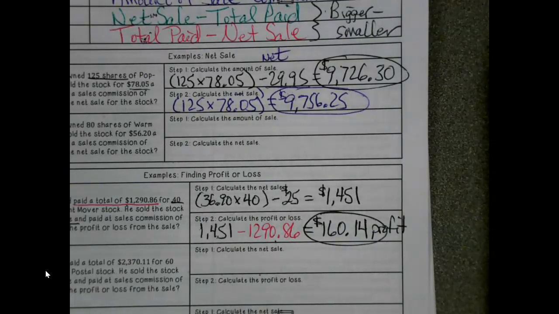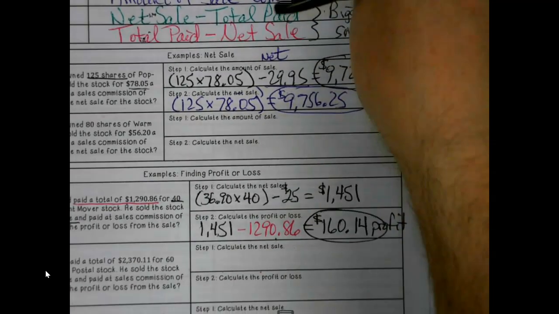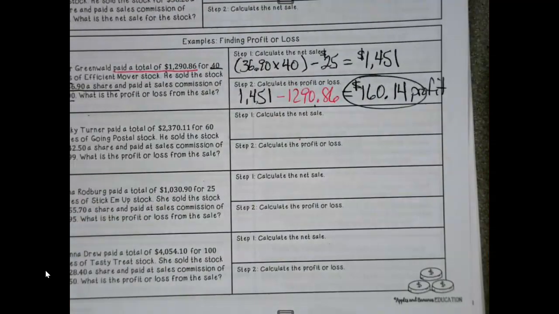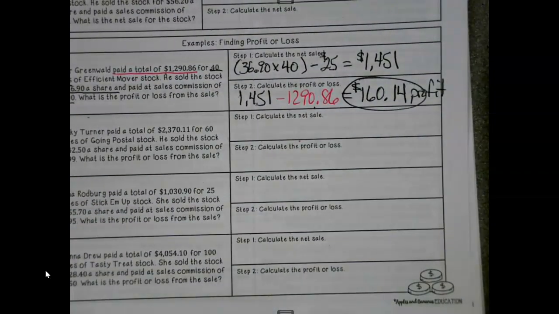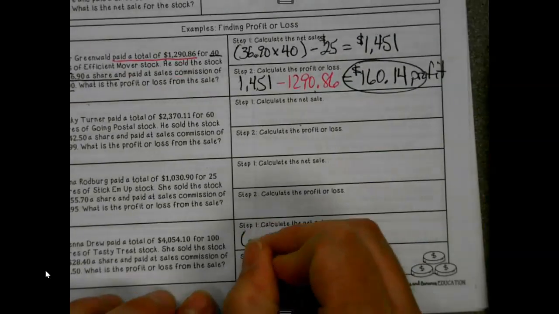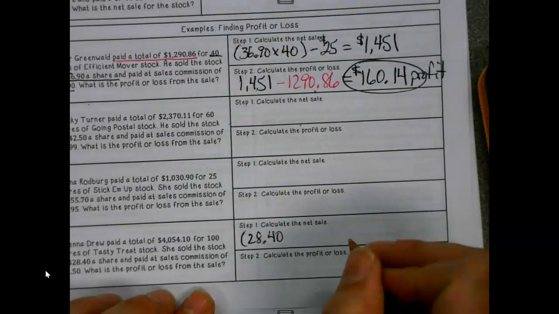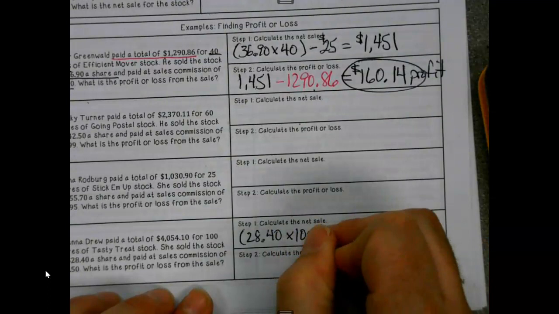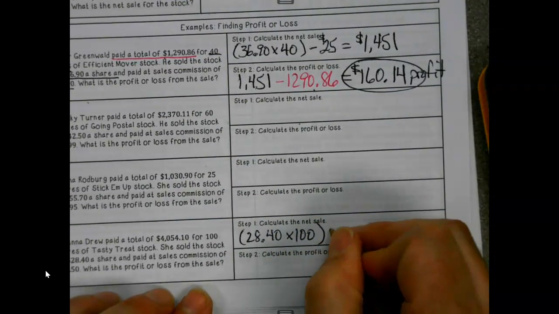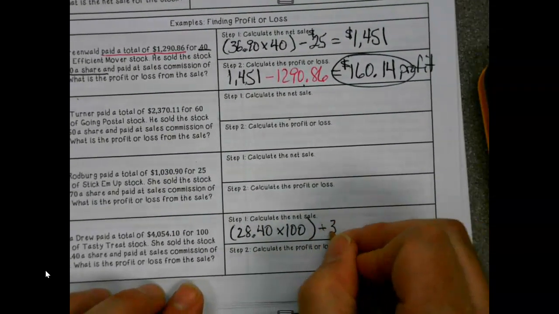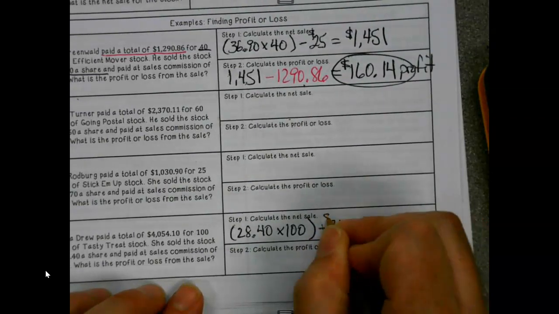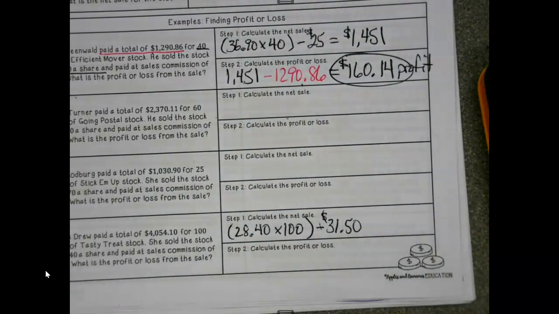Way at the bottom, we're going to do Jenna here. So this last one then, Jenna paid a total of $4,054.10 for 100 shares of Tasty Treats stock. She sold the stock for $28.40 a share. Paid sales commission of $31.50. What was the profit or loss? Okay, whoa, throwing pens. So she sold at $28.40, 100 shares, and had to pay, which is hence why we're subtracting, the $31.50.